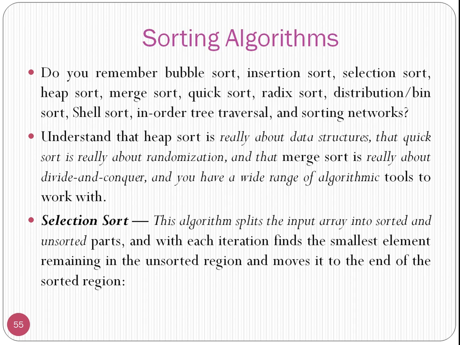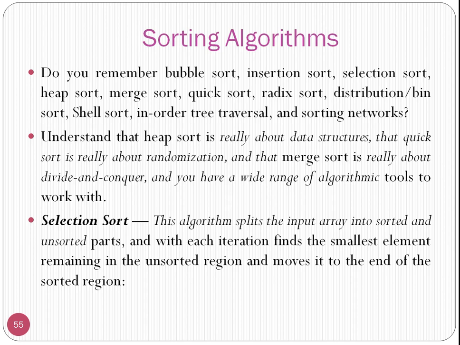The first is selection sort. This algorithm splits the input array into sorted and unsorted parts, and with each iteration finds the smallest element in the unsorted region and moves it to the end of the sorted region. Selection sort basically comprises two sections: one called the sorted section, one called the unsorted section.